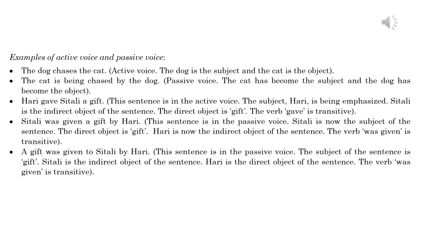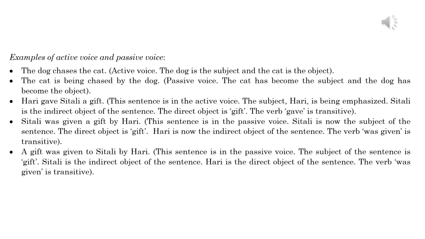Hari gave Sitali a gift. This sentence is in the active voice. The subject, Hari, is being emphasized. Sitali is the indirect object of the sentence. The direct object is gift. The verb gave is transitive.